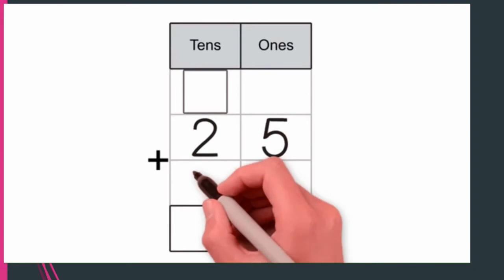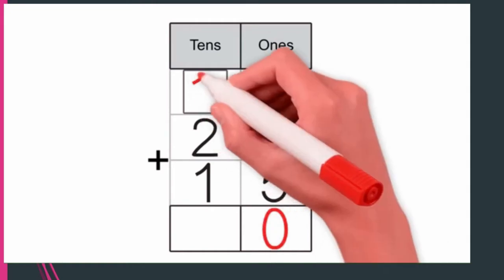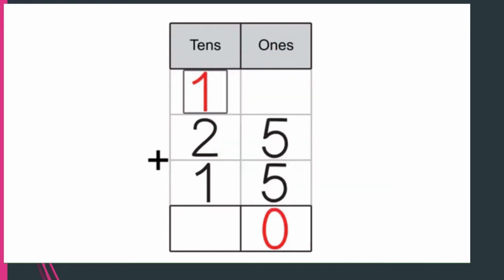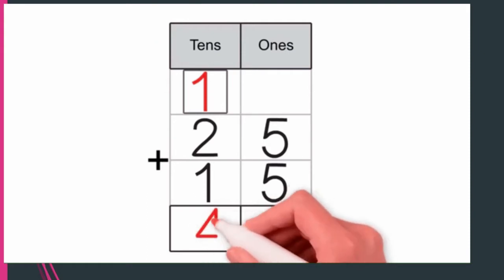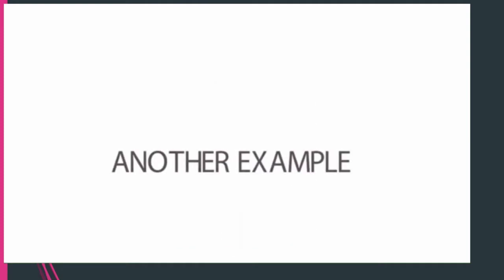25 plus 15. 5 plus 5 equals 10. 10 is made of 0 ones and 1 ten. 0 goes to the ones place, and the 1 goes to the tens place. Then we add the tens. 1 plus 2 plus 1 equals 4. 25 plus 15 equals 40. Let's try another one.